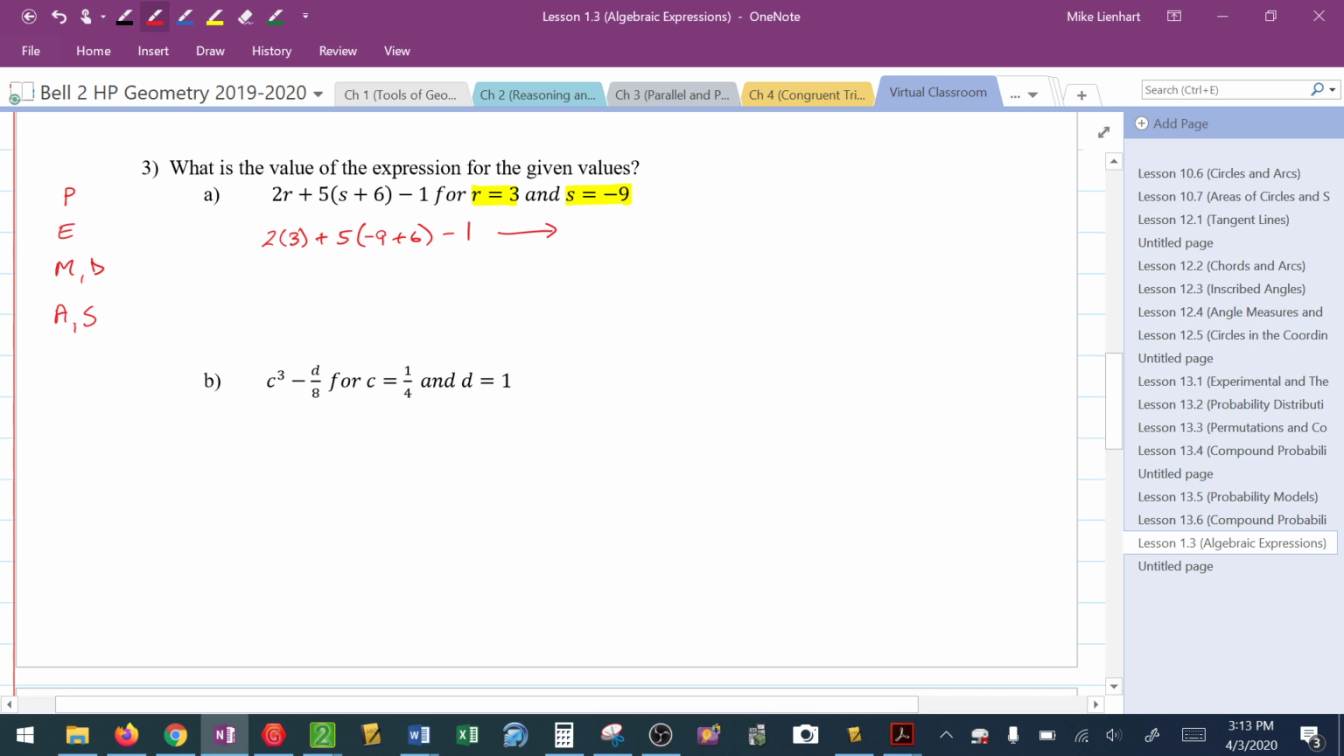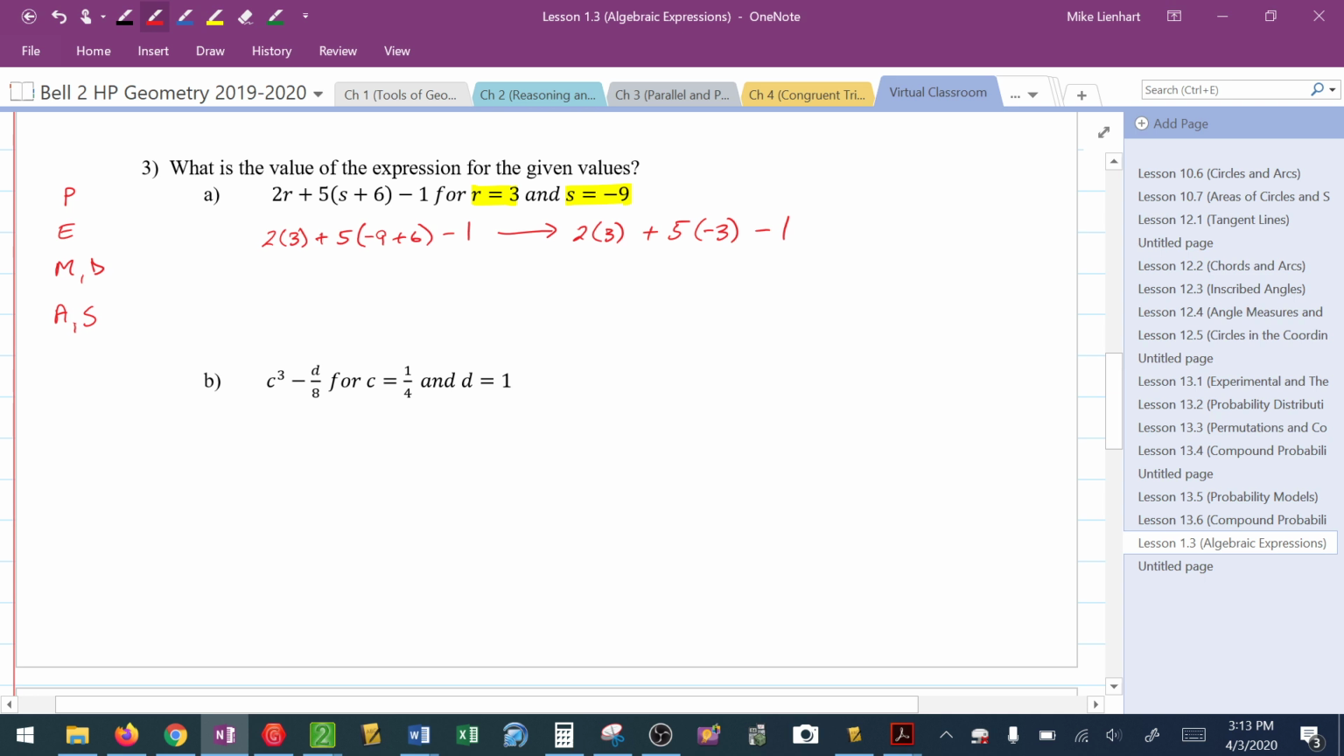So in this problem, though, I'm going to take 2 times 3 plus 5, and I'm going to simplify what's in that parentheses. -9 plus 6, which would be -3 minus 1. All right. I don't have any exponents, so I can skip that.